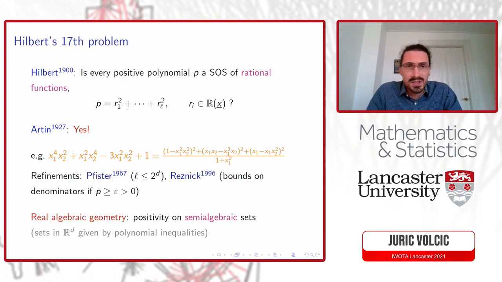Later on, there were even some refinements of Artin's theorem. For example, you can bound how many terms you need in this sum of squares representation. And if your polynomial is strictly positive and you know the bound by which it is bounded, then you can even say something about denominators. This interplay between geometry on one side, positivity, and algebra on the other side, sums of squares, has been probably the fundamental milestone for what we nowadays call real algebraic geometry. Real algebraic geometry in general studies positivity, semi-algebraic sets, so these are sets given by polynomial inequalities, positivity on such sets, geometry of such sets, and so on.